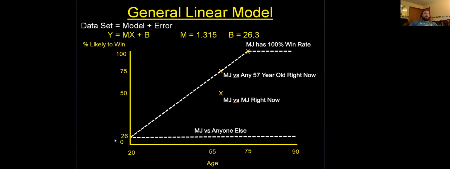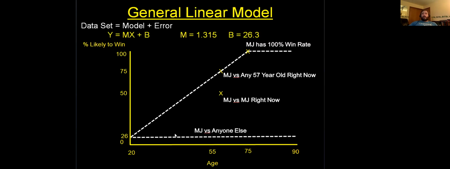And maybe that's a nice round number too. It's fine. But what we're really saying here in our model is that MJ has a 26% chance of beating anybody in the world, doesn't matter who it is. What do I think about that? Yep, I kind of like that.